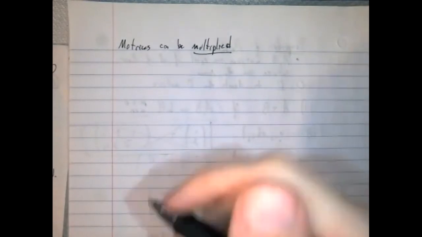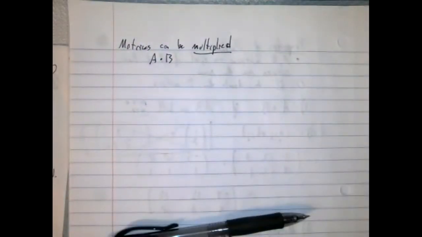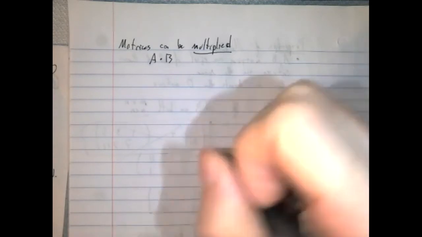And let's write that. So A times B. And now here's where things become interesting. We are allowed to multiply matrices. Multiplication can be defined if A is an M by N and B is an N by L matrix.